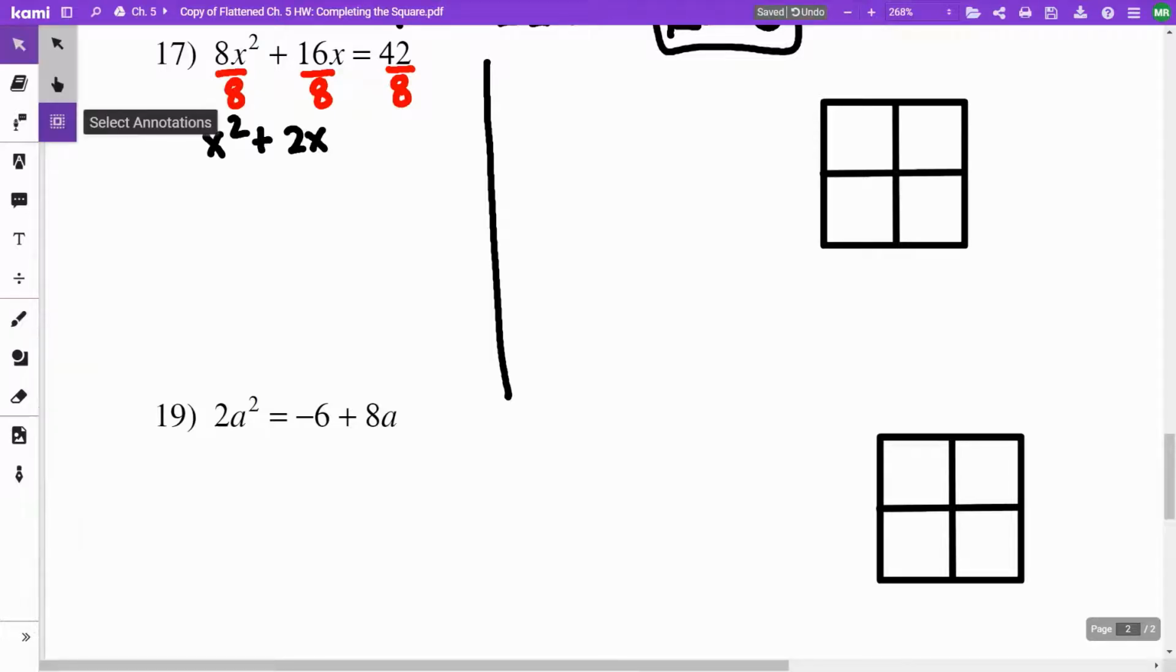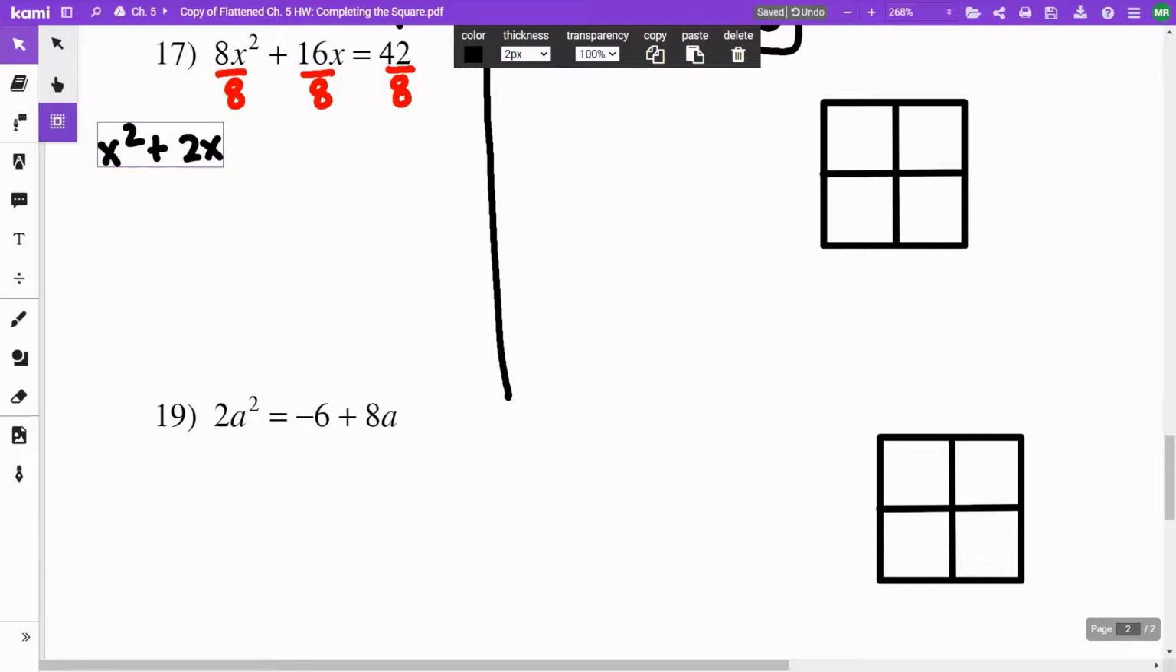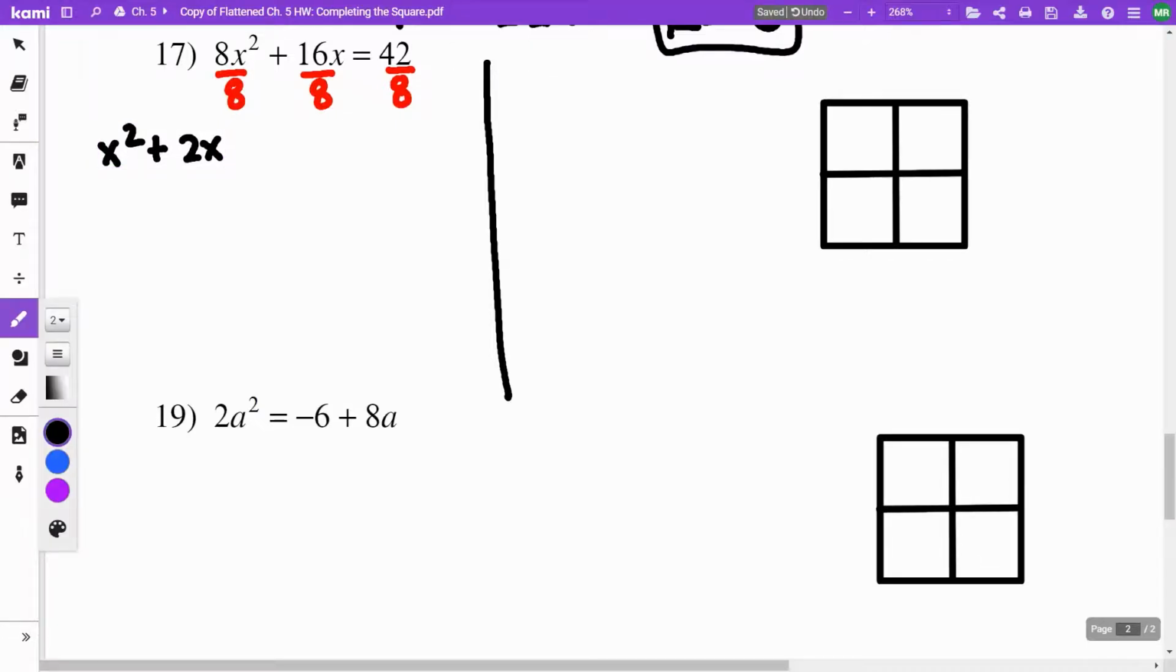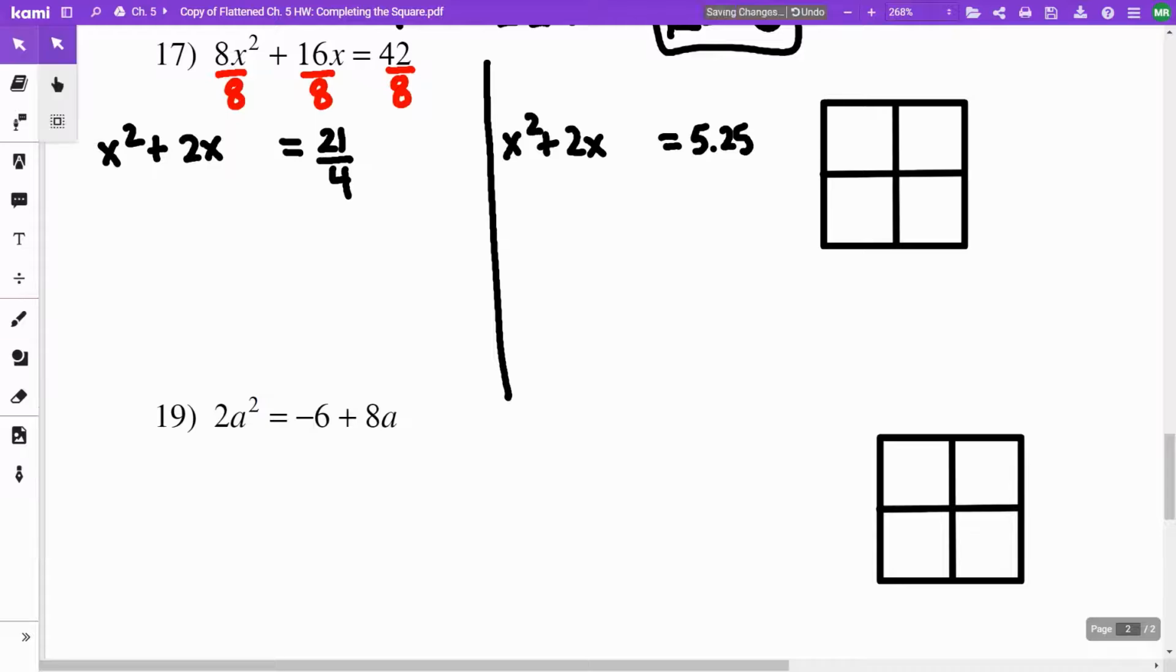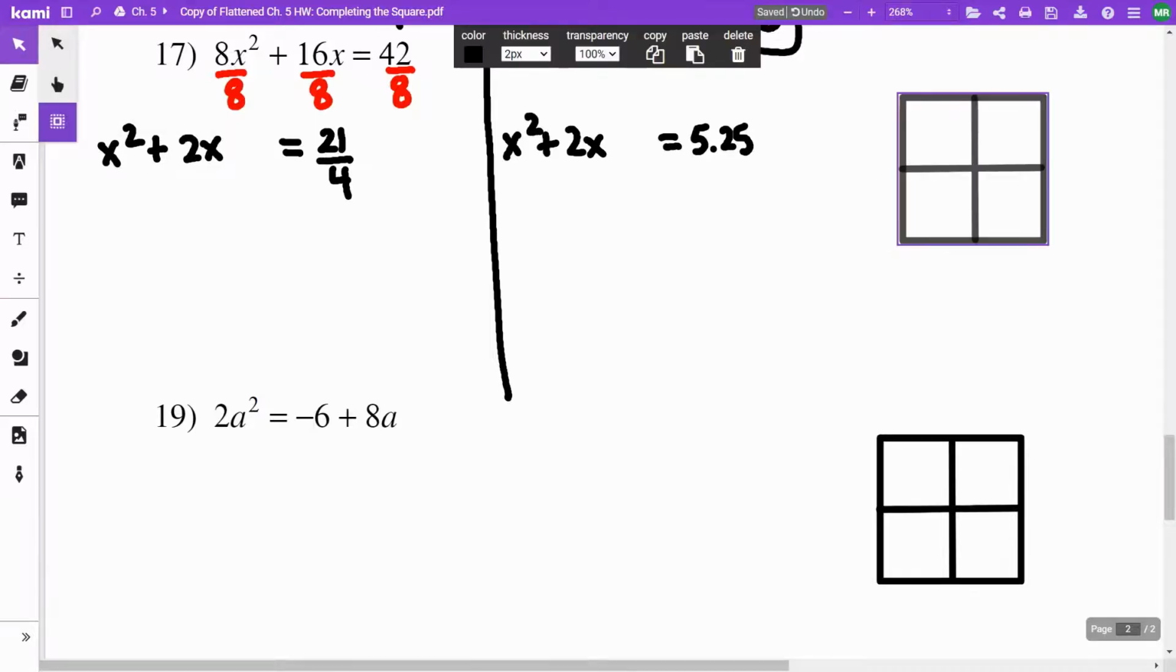Let me just move this over more, give myself a little more space. Okay, so that would have been x squared plus 2x equals 42 over 8. I could reduce to 21 over 4. Now, I could also have had it as a decimal, and as a decimal, that would have been 5.25 when I do that math. Okay. Just going to move this.